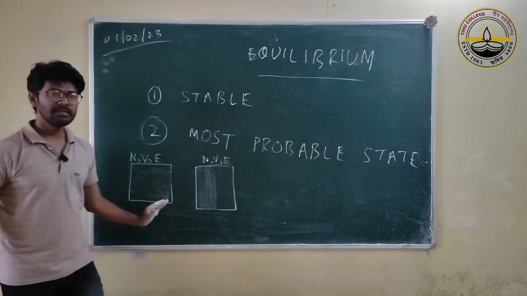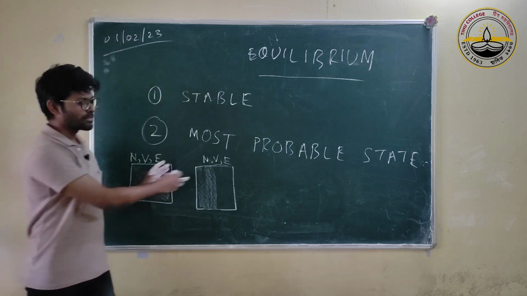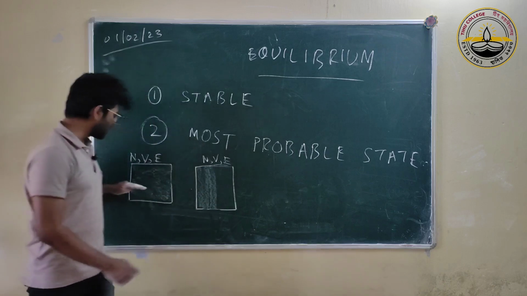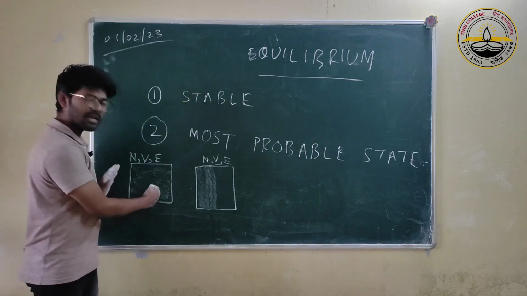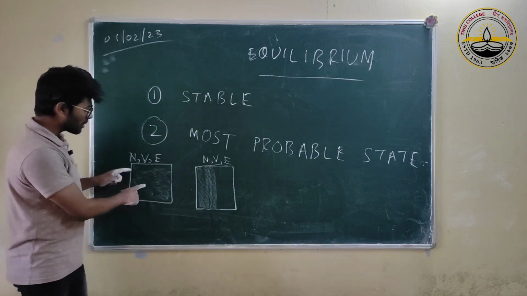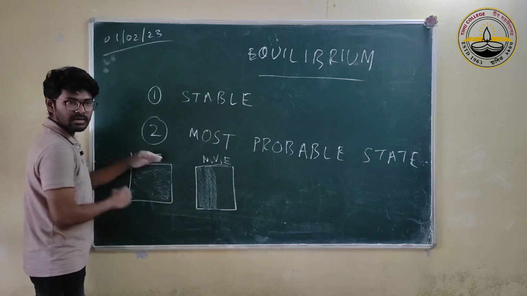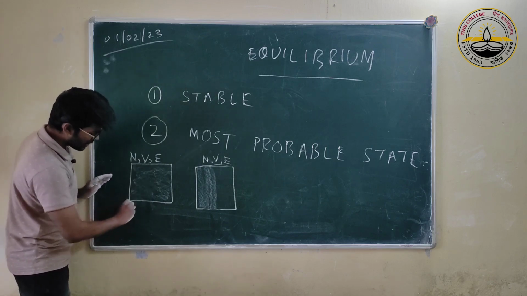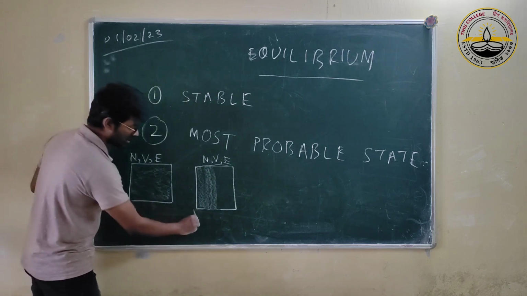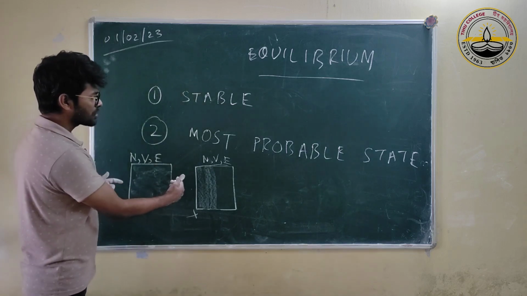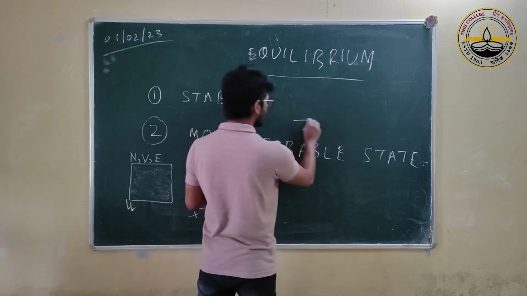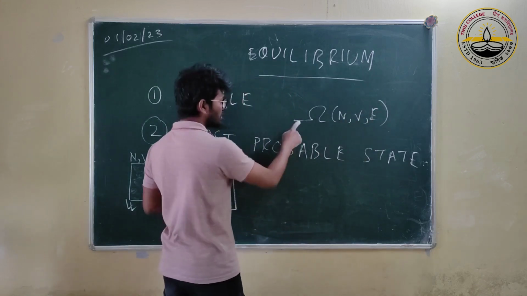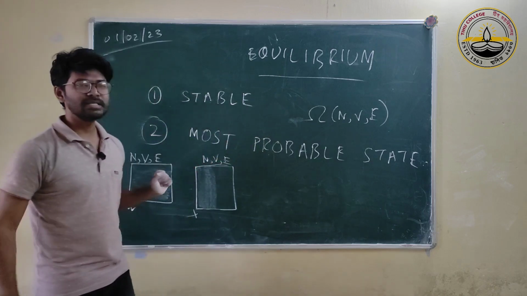So most of the time, let's say you started with this, and after some time you will find it in this state. And then it will stay in this state. But that does not mean that all the particles are fixed, right? They're constantly moving, but it will look the same. So this is more like equilibrium. This is not. What is this definition in terms of our counting? Omega NVE should be maximum.